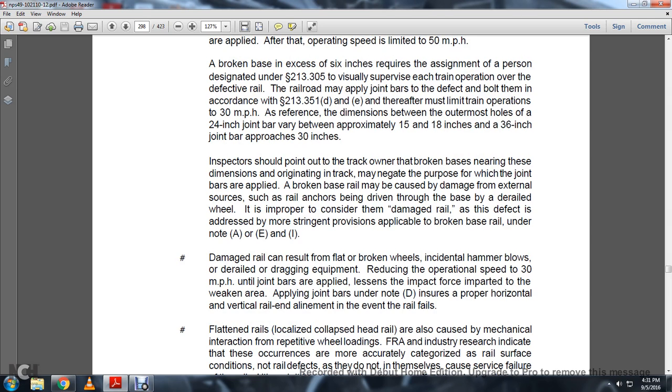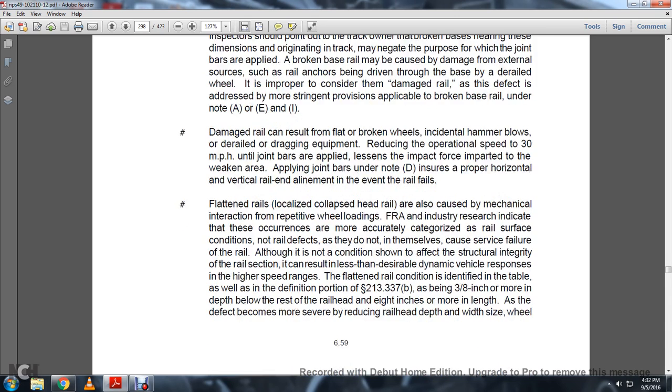A broken base may be caused by damage from an external source, such as rail anchors being driven through the base and derailed with the rail. This is properly considered damage to the rail, for which the more stringent provision applies, as applicable to the broken base rail under notes A, E and I.